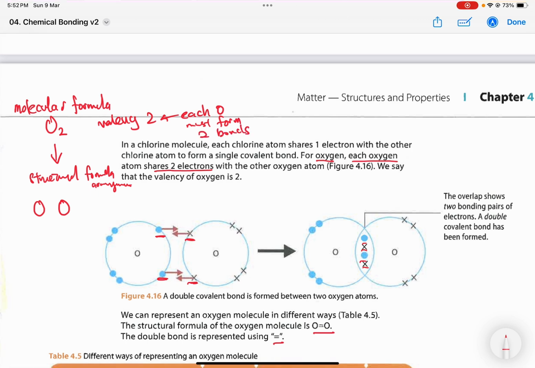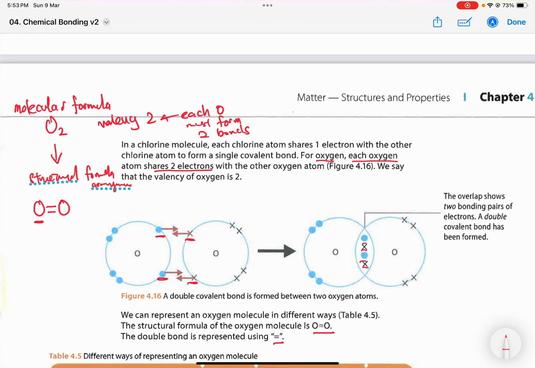And you know that in order to form bonds, it must be with another atom, right? So the left oxygen must form 2 bonds. Who can it form bonds with? The right oxygen. So I'm going to draw 2 lines from the left to the right. You can see here, the left side forms 2 bonds with the right side.